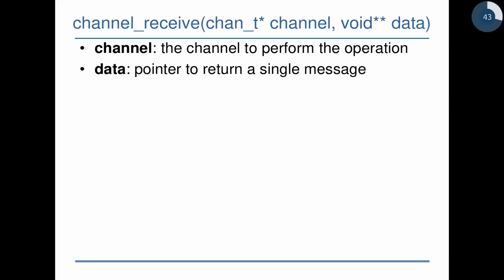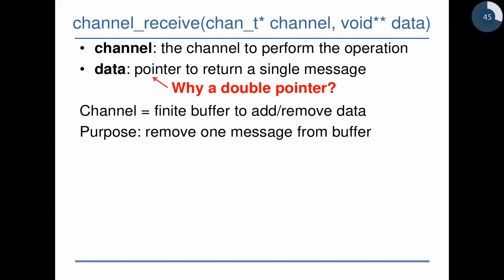Now the channel receive again has the channel pointer and the data, which is going to be a pointer for the data that you want to retrieve. So that's going to return the value. In the previous case, we had the input value. Now it's void double star because it's an output, not an input. So it removes one message from the buffer. Just use buffer remove for that purpose.